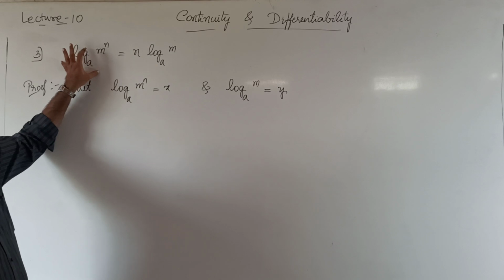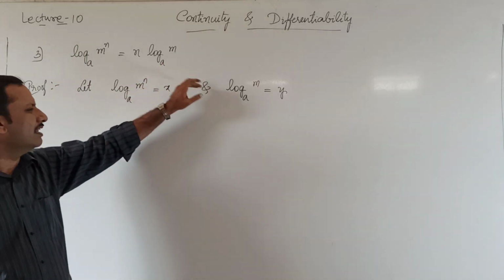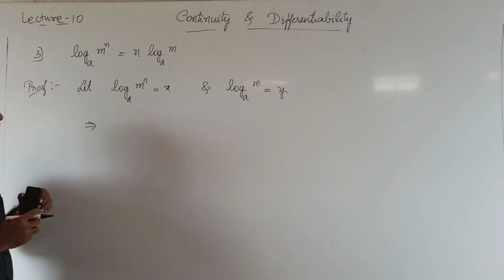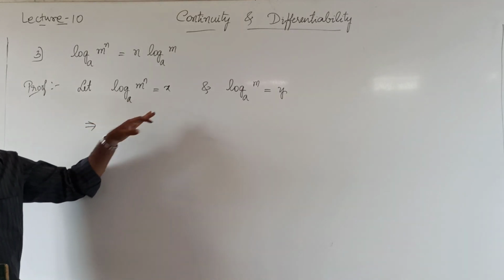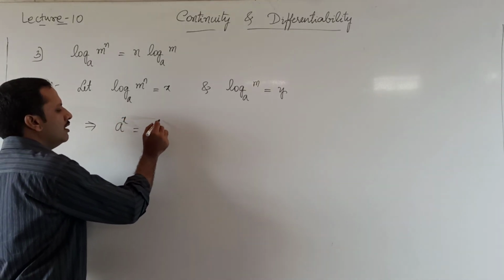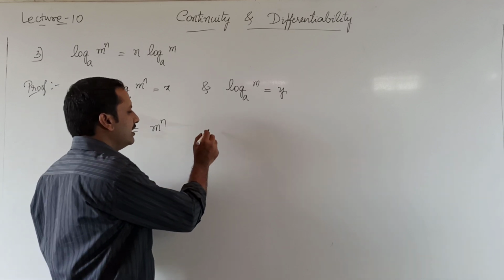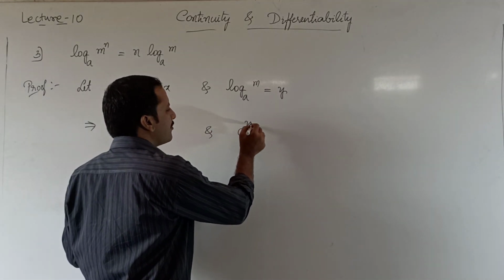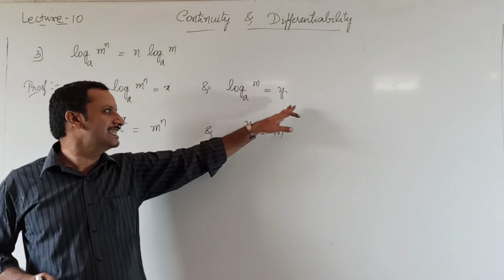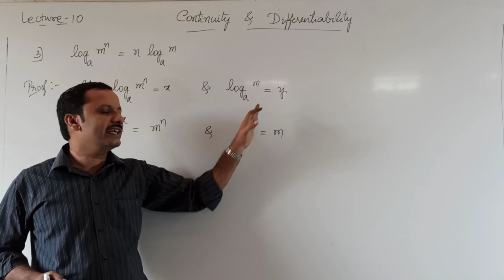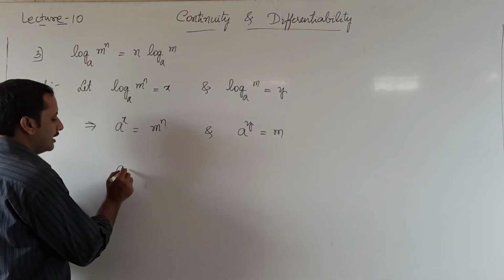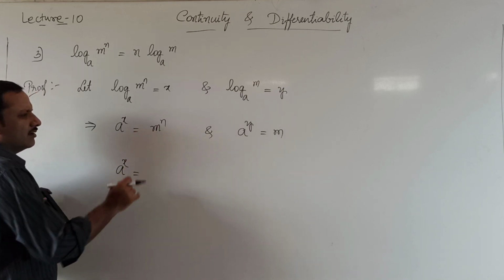I'll treat log m power n to the base a as x and log m to the base a as y. So by definition, log m power n to the base a equal to x implies that a power x is equal to m power n. And from here, log m to the base a is equal to y implies that a power y is equal to m. So here, a power x is equal to m power n.